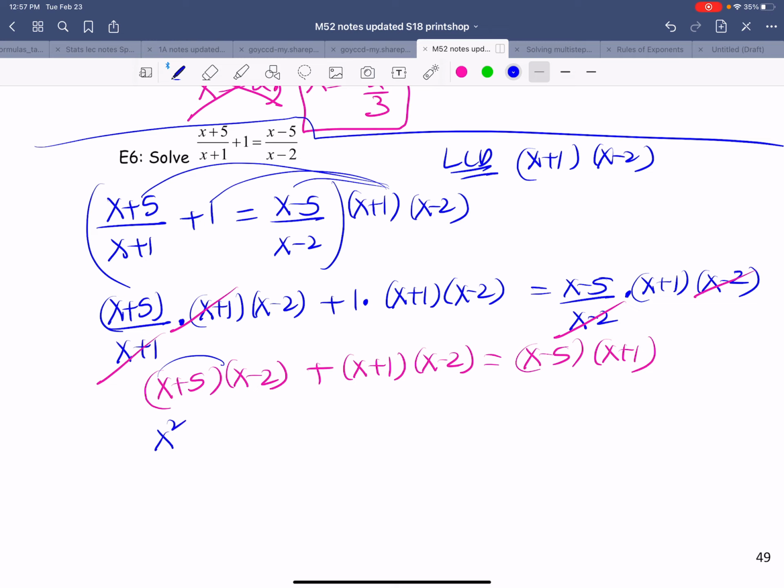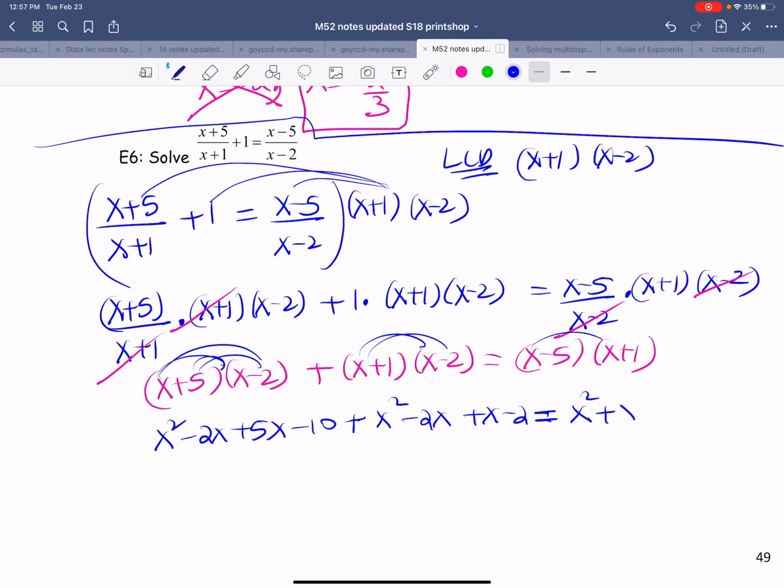So x squared first, outer, inner, last. First, outer, inner, last. And same thing on the other side of the equation. We have more first, outer, inner, last. All right, let's combine all the like terms and see what we can cancel from both left and right hand side. There's an x squared on the left side, x squared on the right side. So x squared, negative 2x plus 5x is positive 3x. 3x minus 2x is positive x.